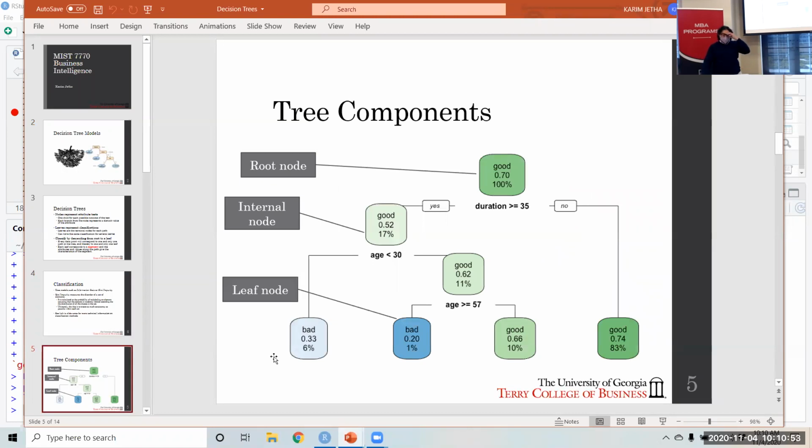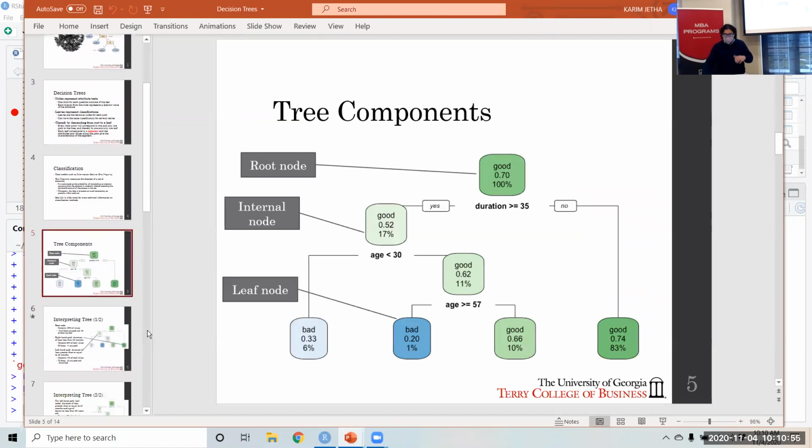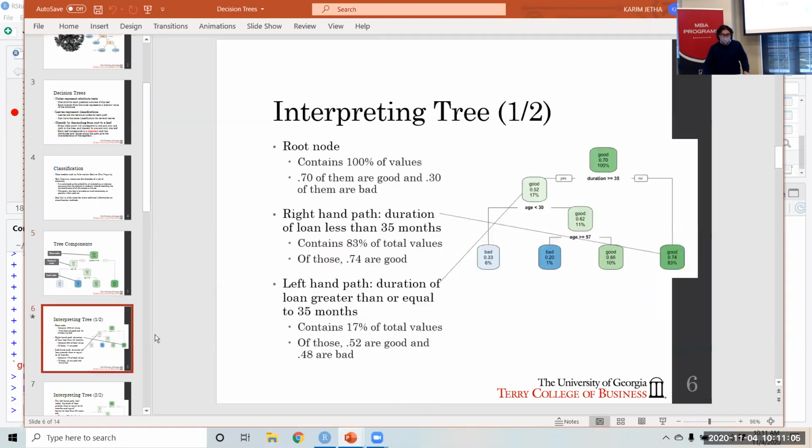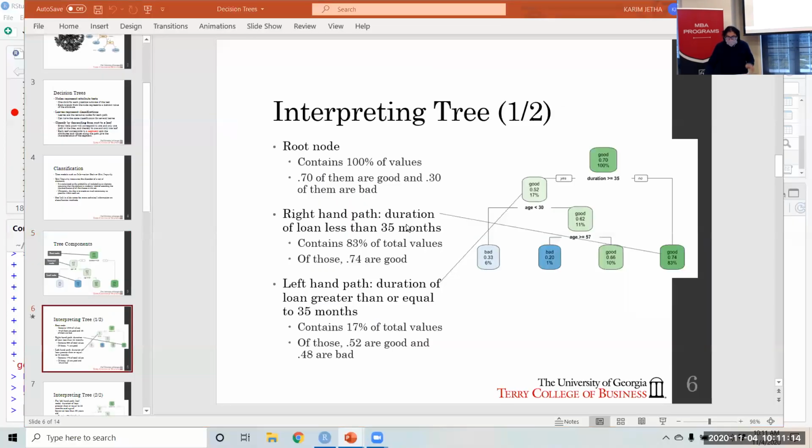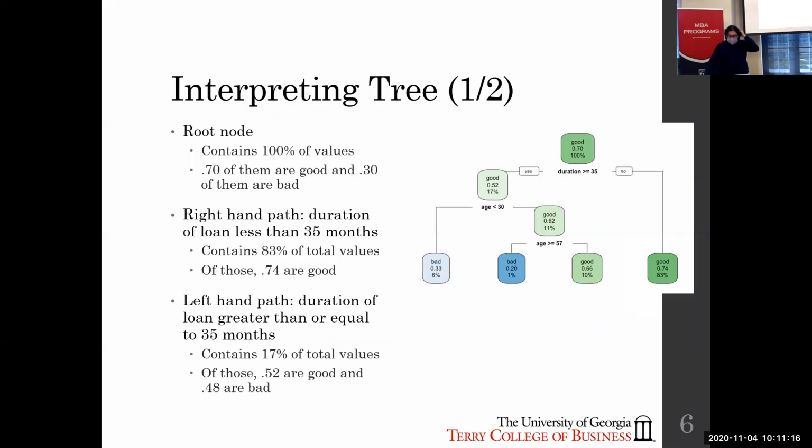But let's look at what this looks like in R. So here's our root node, and this is using our credit card data set again. And then we have some internal nodes and some leaves at the bottom. The way that I have this set up, I thought I had it with animations. I don't.